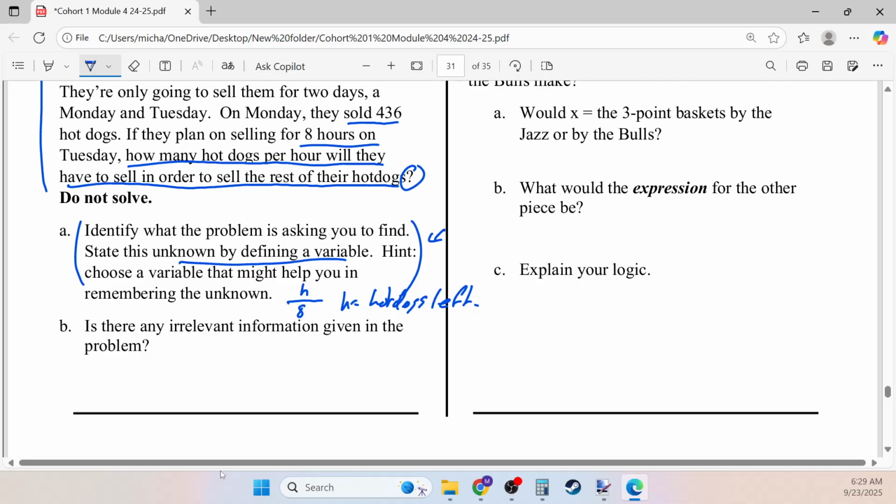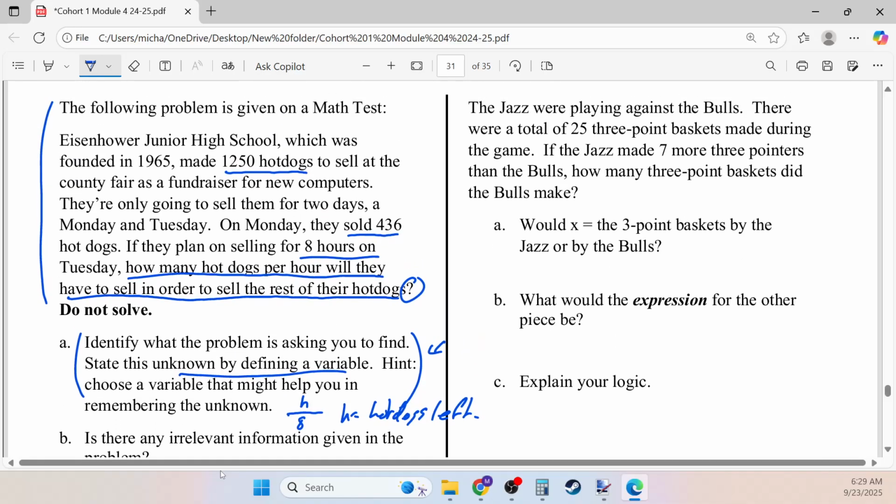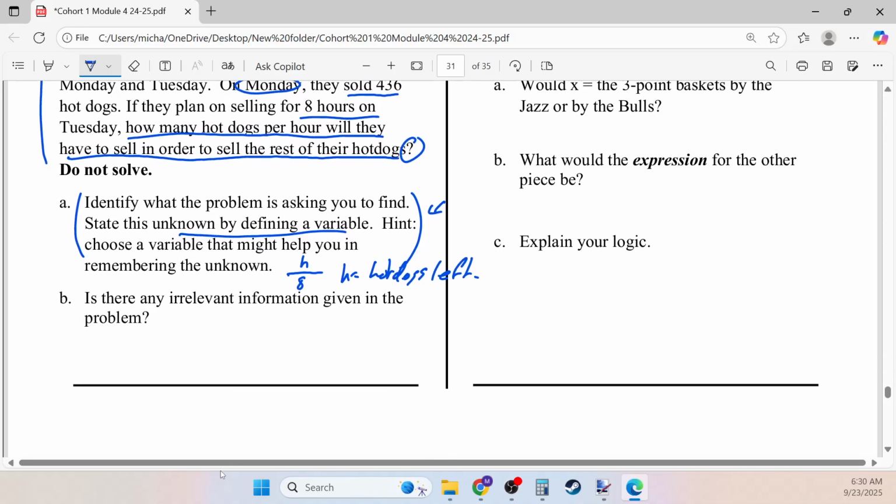Is there any irrelevant information? Yeah. Let's see. We don't need the name of the high school. That's not needed. We don't need when it was founded. Don't need to know what the fundraiser is for. We don't need to know which days they're selling. We just need to know that they sold on a day and they're going to sell more on another day. So yes, lots.